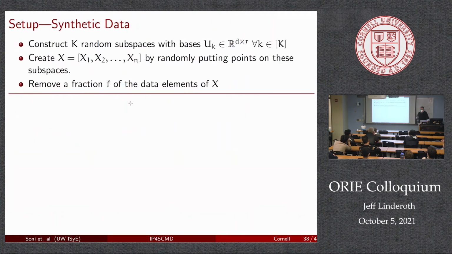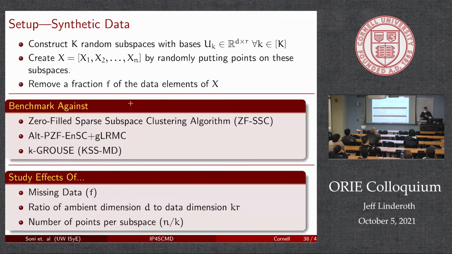Okay, so I'm only going to tell you about our results on synthetic, or made up, data. So we know for sure that the points we're going to try to find and classify belong to K subspaces of dimension R, because we created them ourselves. Then we can see how we do under a variety of different settings, like removing more data and changing some of the things. I'll show you.